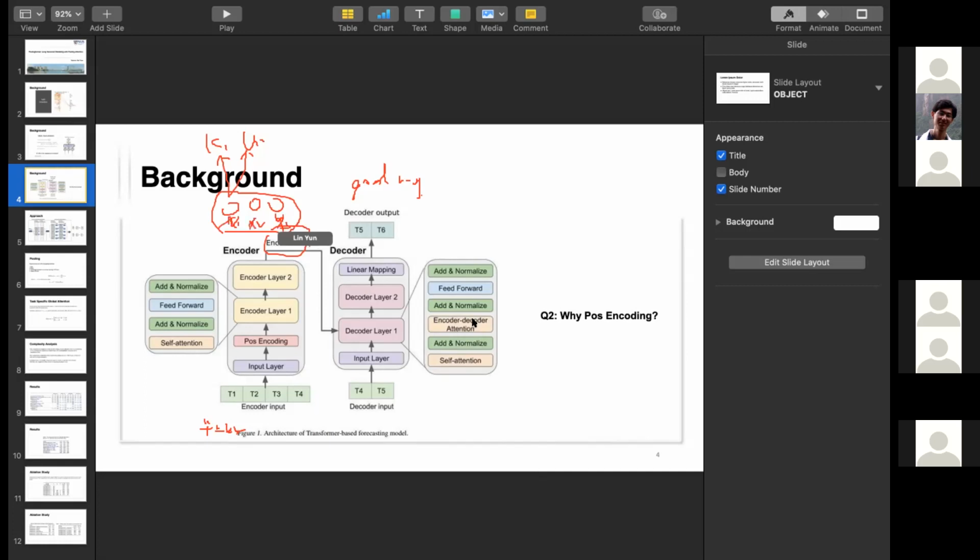XI, what do you mean by XI? XI is the output of the encoder. Well, will the output of the encoder be used directly in the decoder, or do we just use the KI and VI derived from the XI? Okay, we only use the KI and VI.